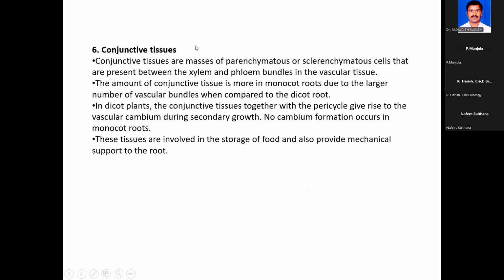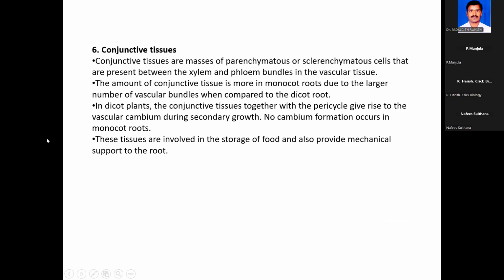So next one is the conjunctive tissue, which is also seen in the roots. The conjunctive tissue consists of masses of parenchyma or sclerenchymatous cells present between the xylem and phloem bundles in the vascular tissue. The amount of conjunctive tissue is more in monocot roots due to the large number of vascular bundles when compared to the dicot roots.